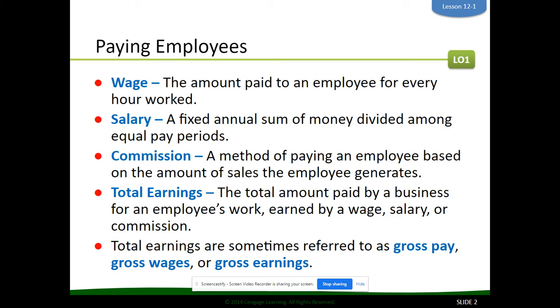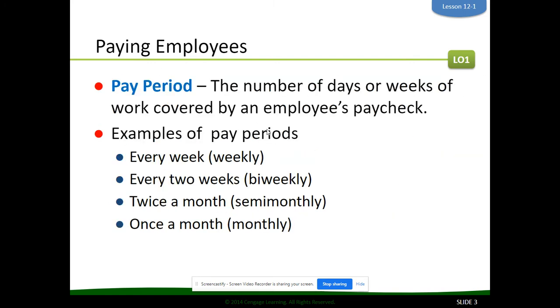And then we have total earnings. So you, as the person responsible for payroll, are going to be responsible for figuring out what the total earnings are. And that's going to be the total amount paid by a business for an employee's work earned by a wage, salary, or commission. And we could also refer to total earnings as gross pay, gross wages, gross earnings. Any of those mean essentially the same thing. It's how much you're making before you take out deductions, which we'll talk about a little later.